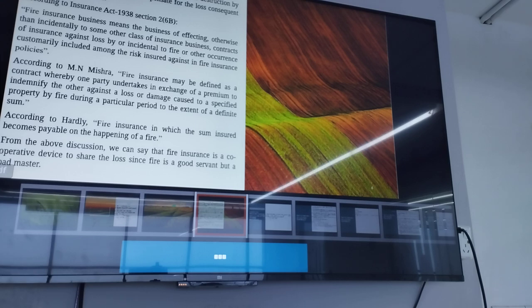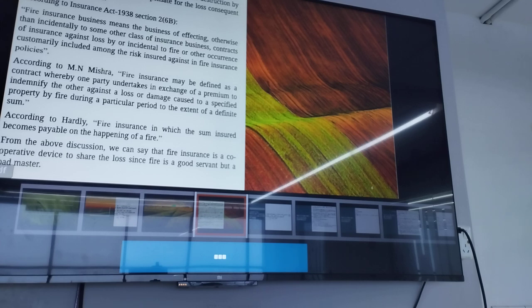According to Insurance Act 1938, Section 2/6b, fire insurance business means the business of affecting otherwise than incidentally to some other class of insurance business contracts of insurance against loss by or incidental to fire or other occurrences, customarily included among the risk insured against in fire insurance policies.